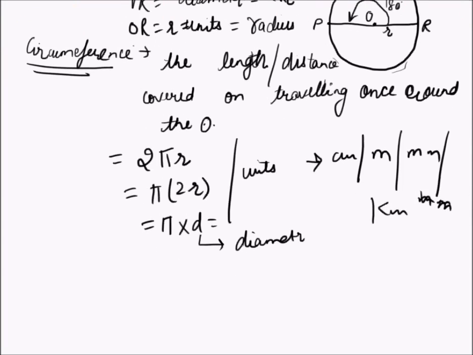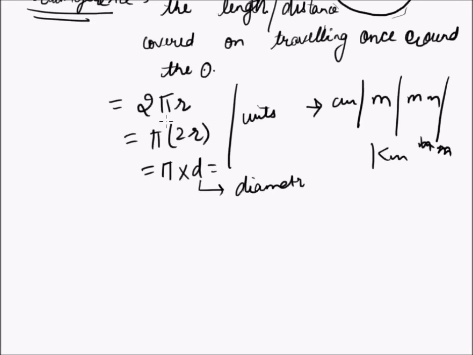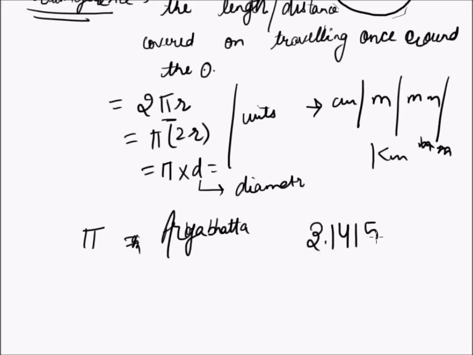Now, what is this term pi? This term was given by the famous scientist Aryabhatta, and the value is 3.141592 and so on, or simply it is 22/7 in fractional form.